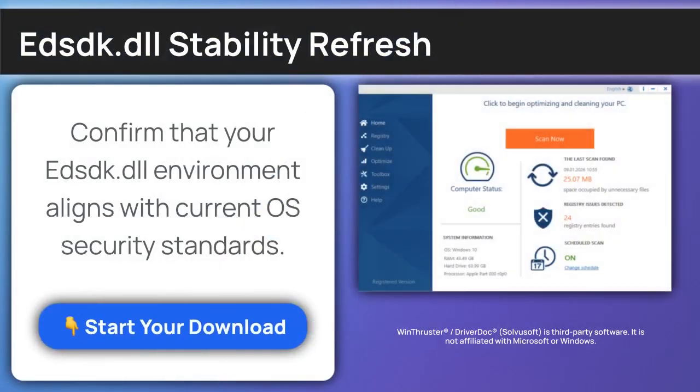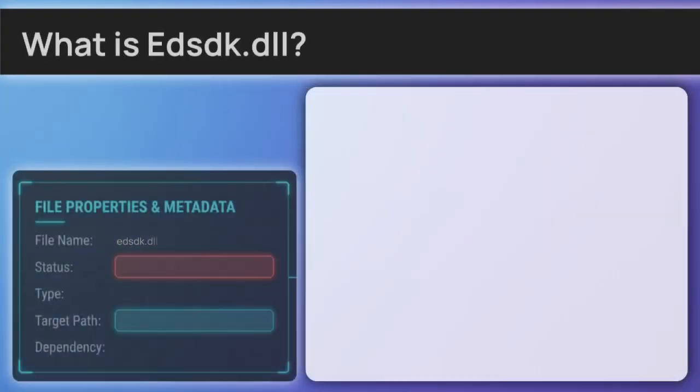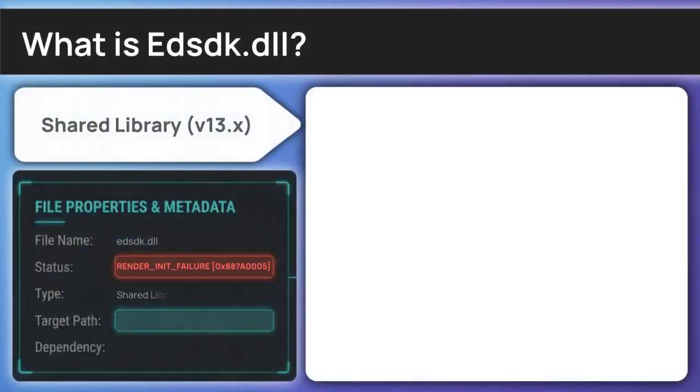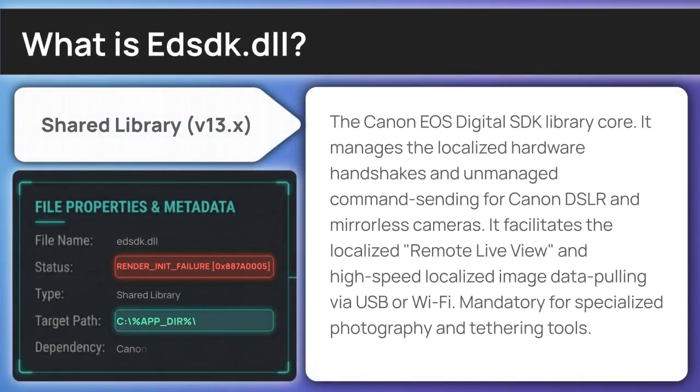This is the Edsdk library, the Canon EOS Digital SDK library core. It manages the localized hardware handshakes and unmanaged command sending for Canon DSLR and mirrorless cameras. It facilitates the localized remote live view and high-speed localized image data pooling via USB or Wi-Fi, mandatory for specialized photography and tethering tools. With that background out of the way, here is how we actually restore the missing component.